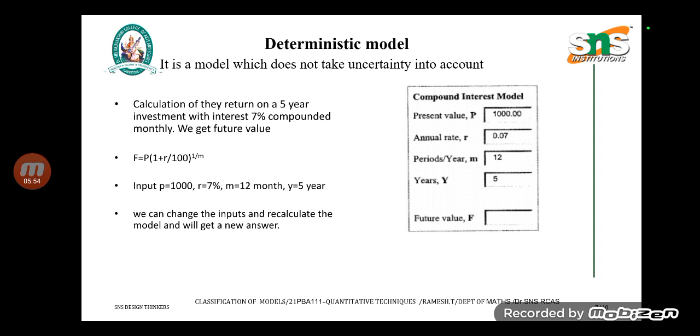For example, the present value of money is 1000 rupees. The rate of interest per annum is 7%. The period is 1 year, and from that 1 year we extend up to 5 years. So everything is there. We find F, the compound interest value, from the rate of interest. We can change the inputs and recalculate the model, and we get a new answer. Every time we put in a new value, we get another new output value. Therefore, this type of model is called a deterministic model.